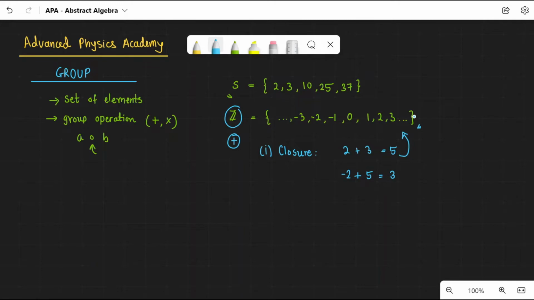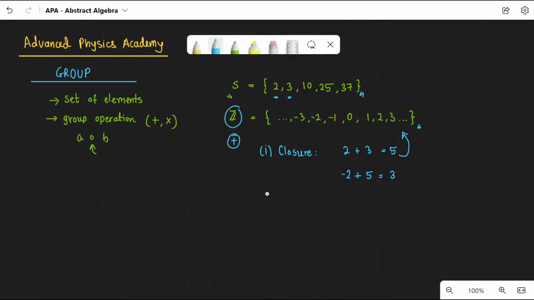The set is closed, and this may not be the case in our first set, where if we add 2 and 3 we get 5, and 5 is not present in this set. So we say that the set S is not closed under addition.